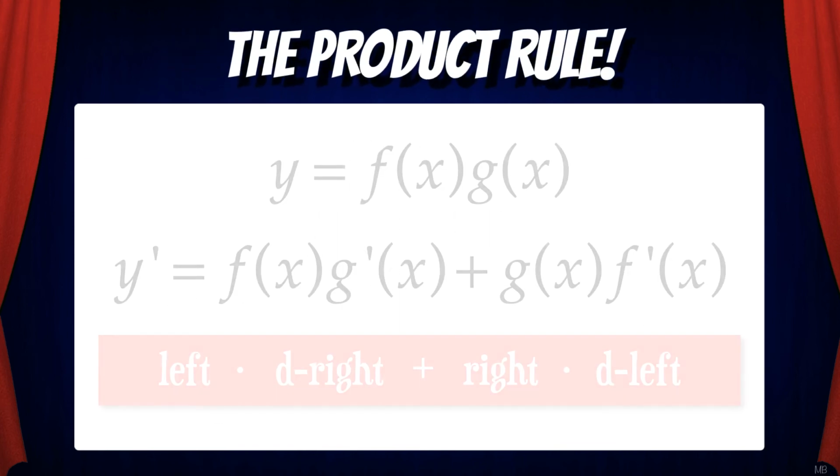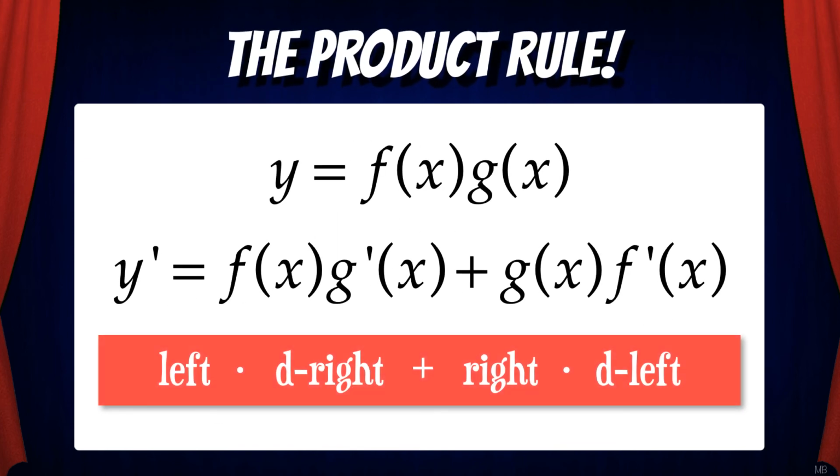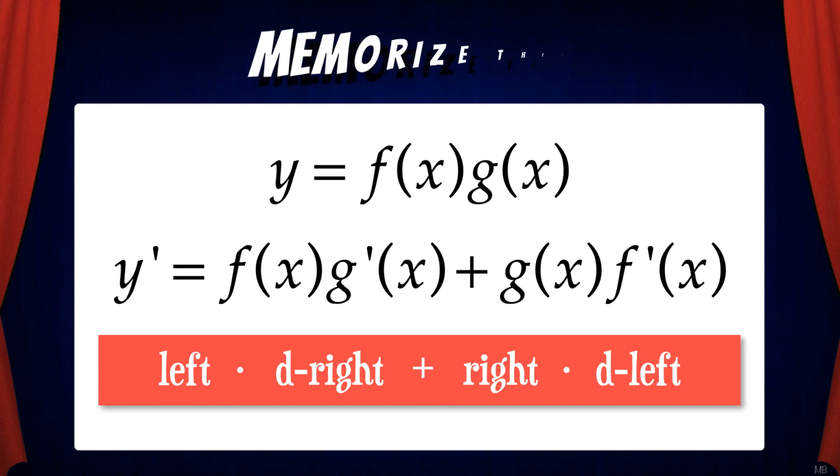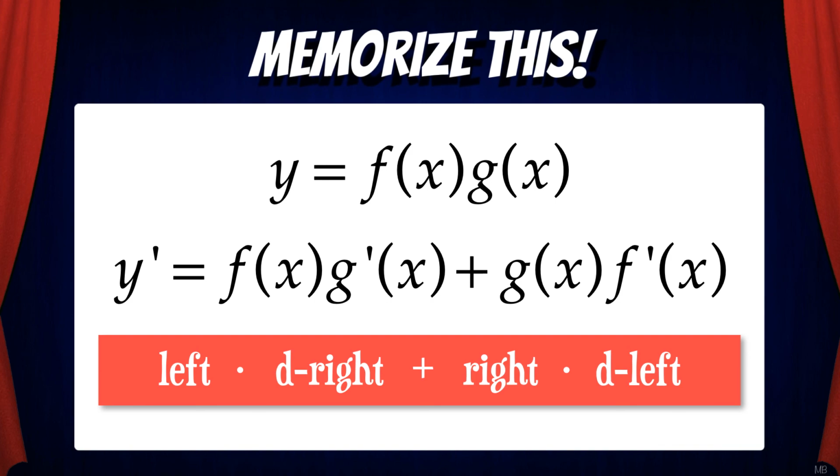So in summary, when you need to find the derivative of a function that's a product, you need to use the product rule. Left d right plus right d left. That's the left function times the derivative of the right function plus the right function times the derivative of the left function. Make sure that you memorize this so that you can quickly find the derivatives of products.